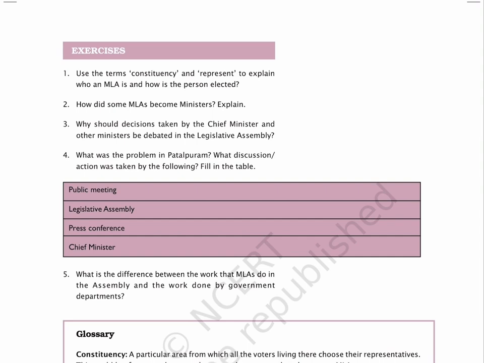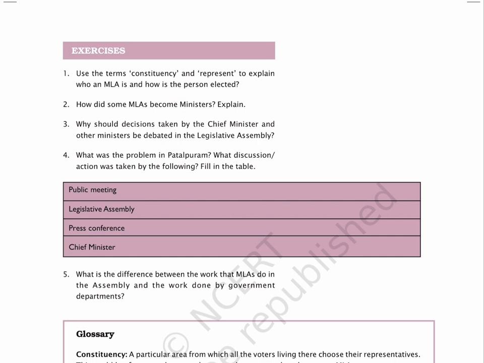Exercises. 1. Use the terms constituency and represent to explain who an MLA is and how is the person elected. 2. How did some MLAs become minister? Explain. 3. Why should decisions taken by the Chief Minister and other ministers be debated in the Legislative Assembly? 4. What was the problem in Patalpuram? What discussion or action was taken by these?